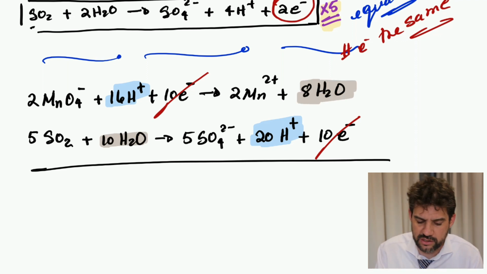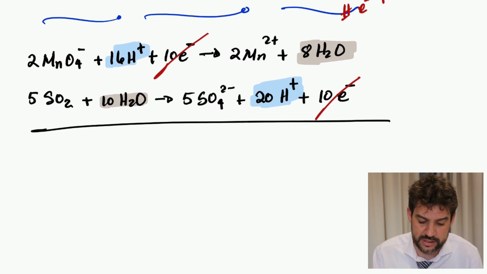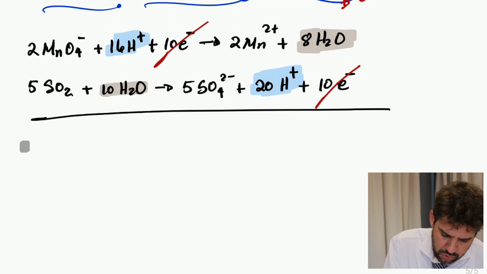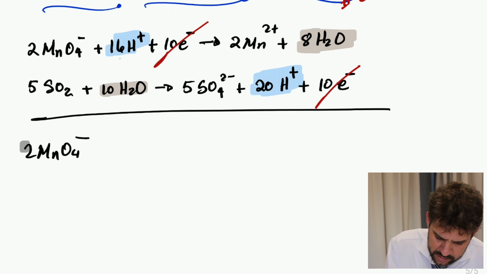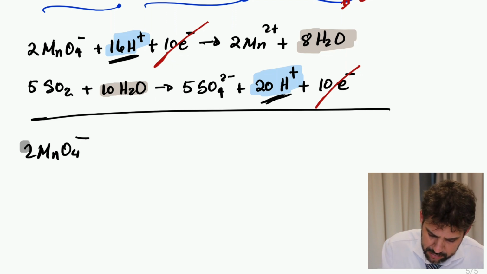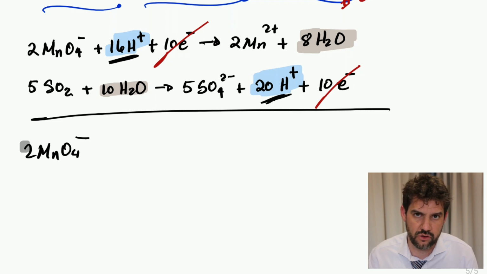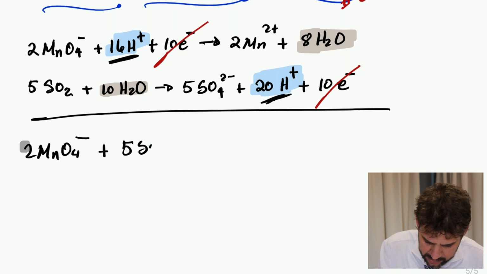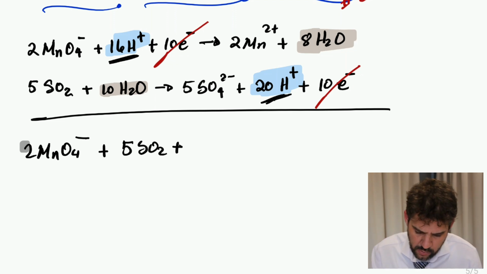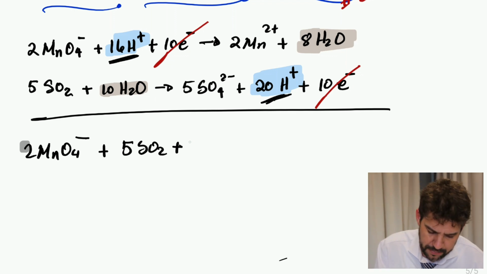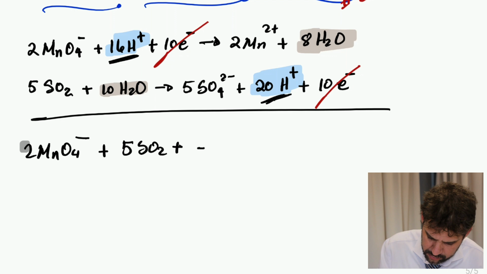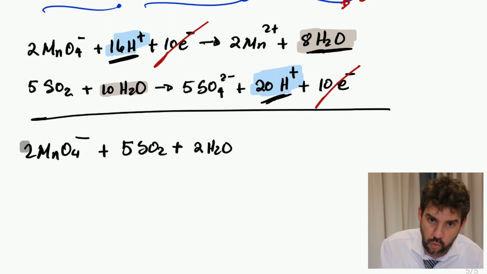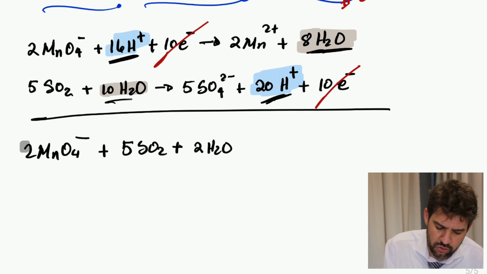So we have to work with this one. The video is going long, so I'm going to do it a little bit faster right now. We have 2 MnO4 minus. The hydrogen plus is going to go to the right-hand side, so no hydrogen plus on the left-hand side. Here is going to be plus 5 SO2 plus the water. We have 10 and 8. 10 minus 8 is 2, so this one is plus 2 H2O. This water is moving to the left-hand side of the arrow.